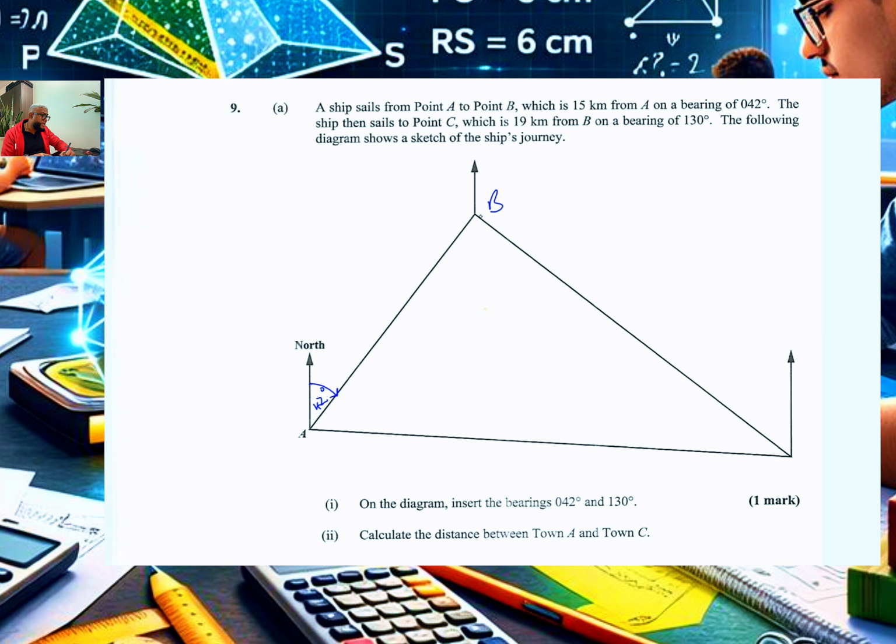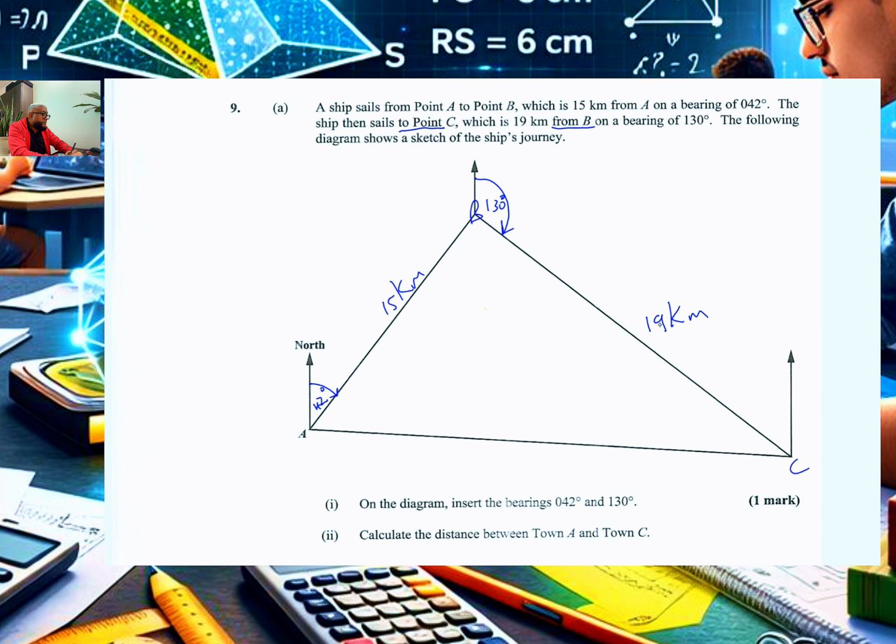They said from B to C, it's 19 kilometers away and it's on a bearing of 130 degrees, right? So your bearing on this side, heading to C and coming from B, is going to be 130 degrees. Now let's put in the distances that the ship is traveling. 15 kilometers. And how far would this distance be, up to C? This will be 19 kilometers.